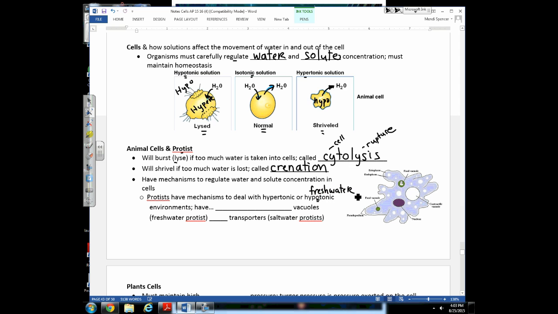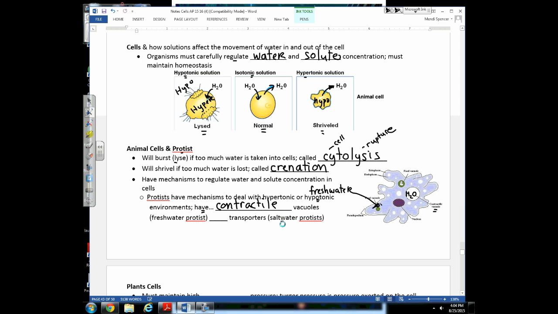Because in a freshwater environment, there's going to be more solutes inside the cell compared to the outside. And so water is going to be going into the cell. And we mentioned that protists that live in freshwater environments have these contractile vacuoles, which you see there, and they fill up with the excess water, and eventually they're going to constrict, and that's going to move water back out into the environment. So these cells are going to have contractile vacuoles to help them maintain homeostasis.